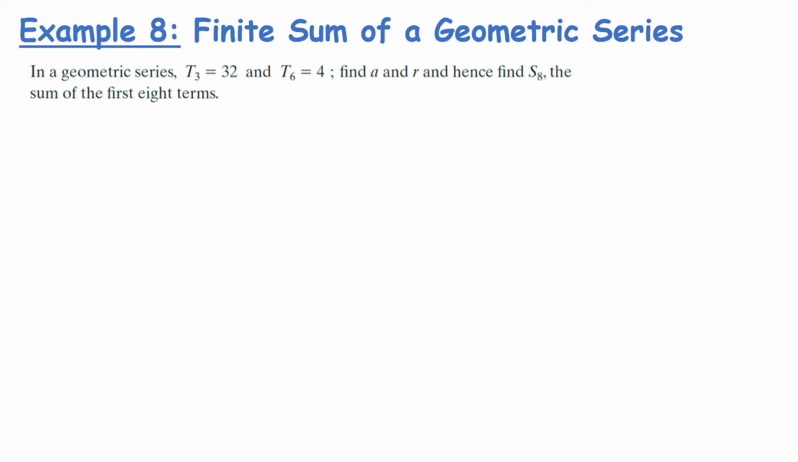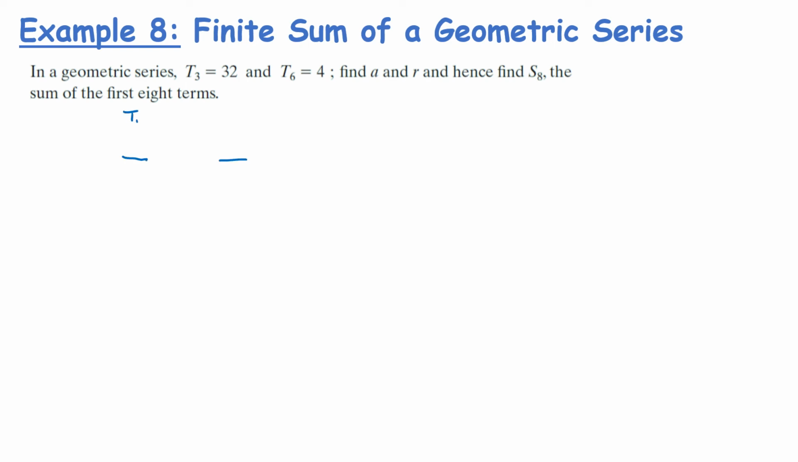So example 8, again another finite sum of a geometric series. So in a geometric series we have T3 is 32 and T6 is 4. It asks us to find A and r, and hence find the sum of the first 8 terms, S8. So we've done something similar before. So we're going to draw it out.